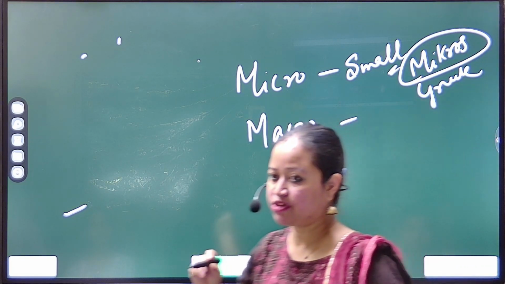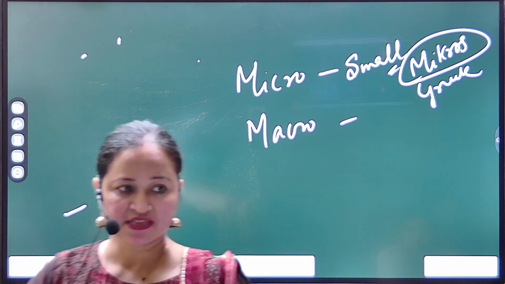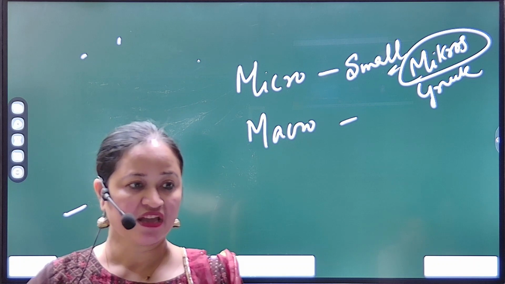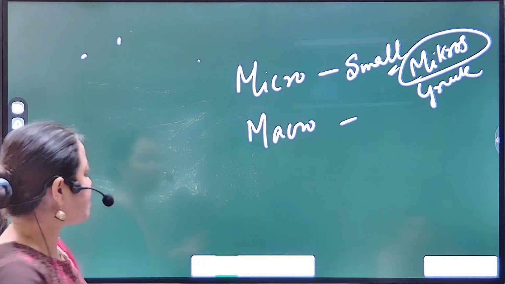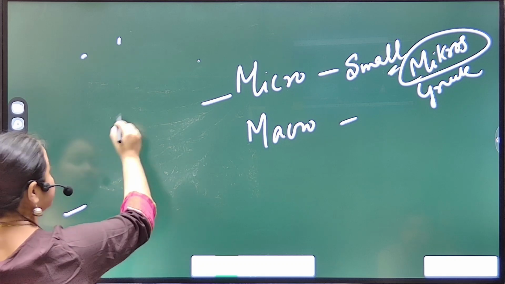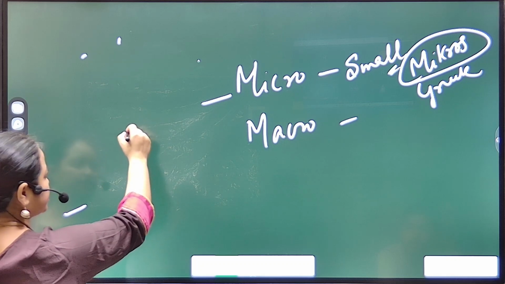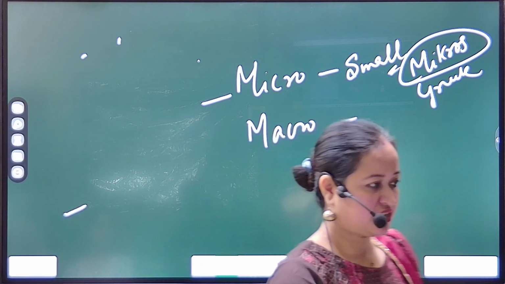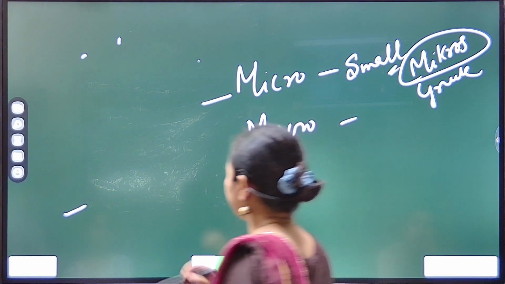And what is it dealing with? Dealing with individual units, or we can say individual variables. So an example of microeconomics: whenever we are talking about an individual, give me one example. Individual supply, yes, individual supply.